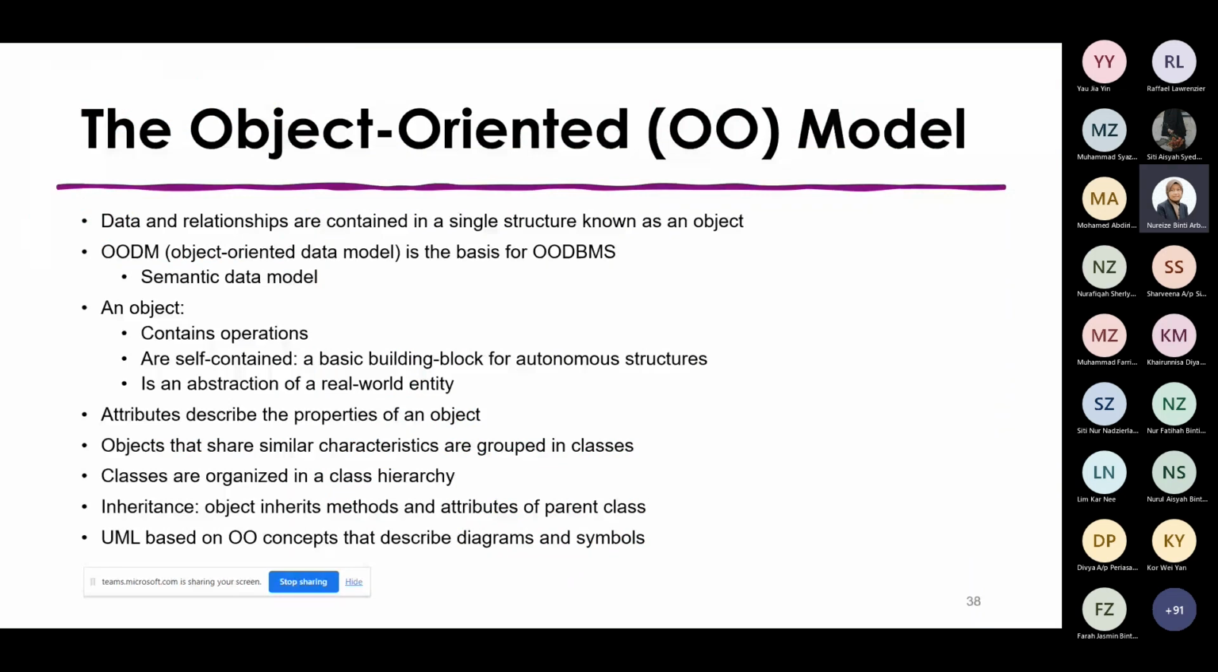Right. In contrast to relational, we also have the object-oriented model. So apart from relational, we have the OO model. Data and relationships are contained in a single structure known as an object. Now here in the OO model, the entity is known as an object. It's very easy to remember the code. OODM is the basis of OODBMS.